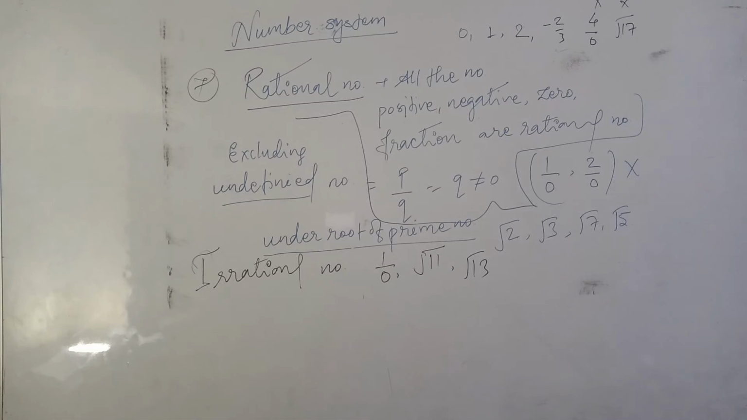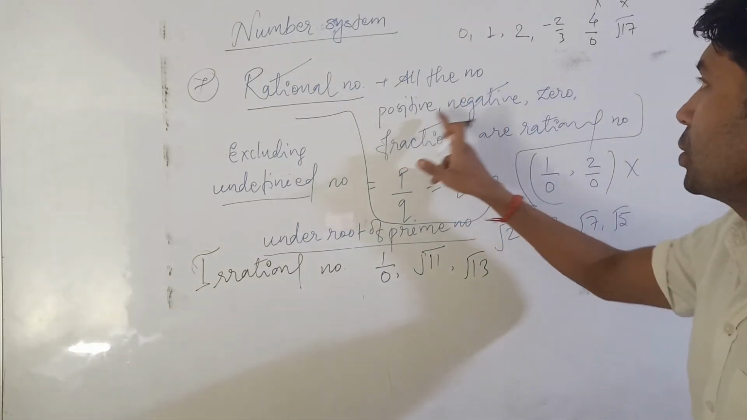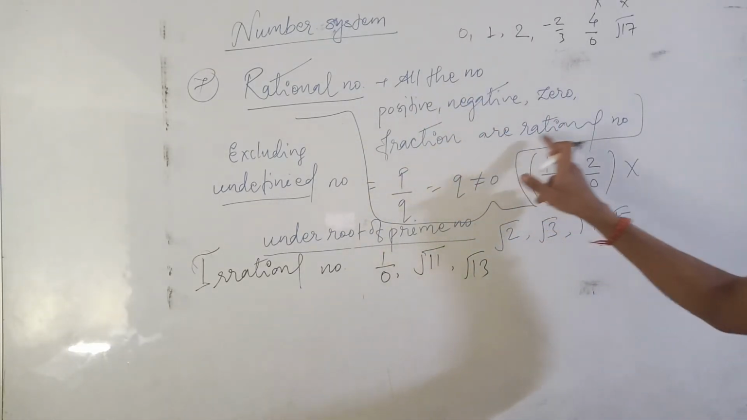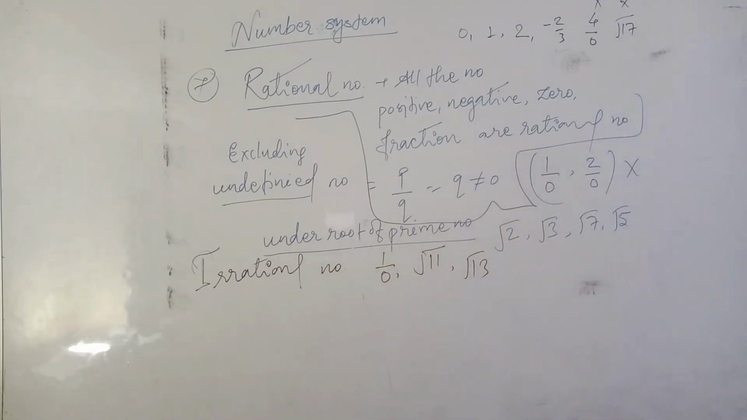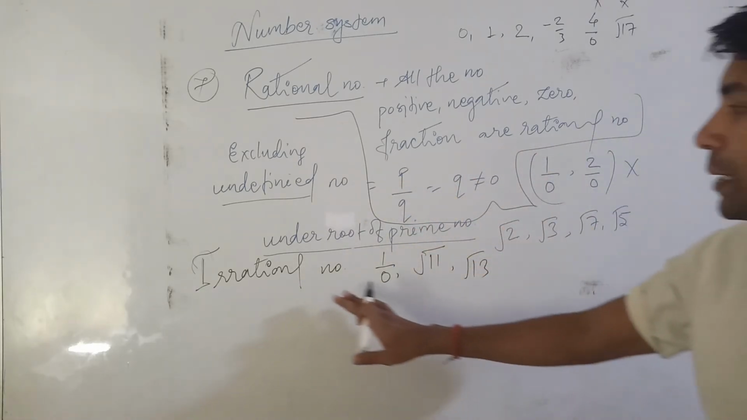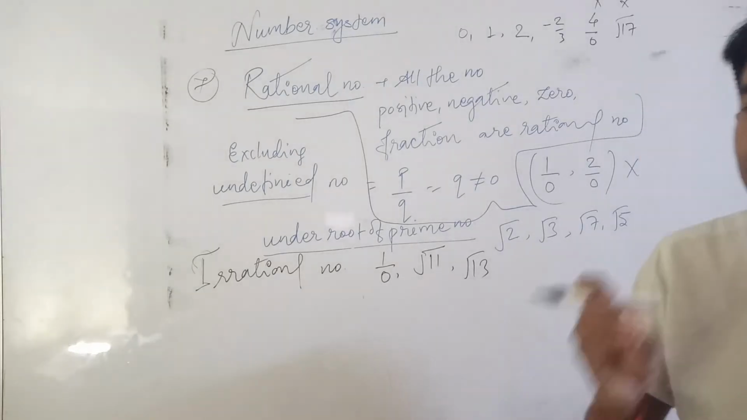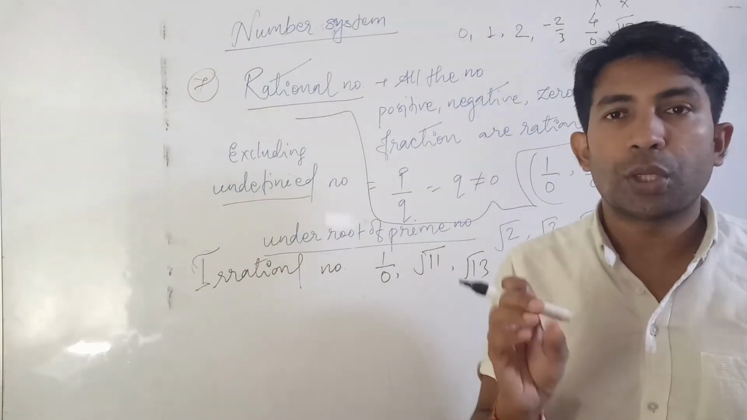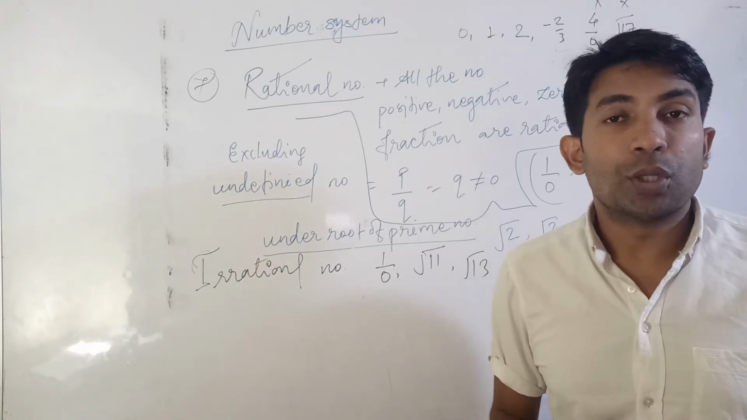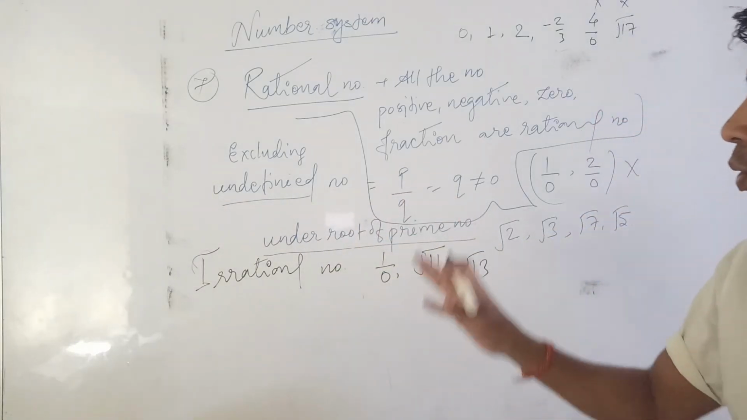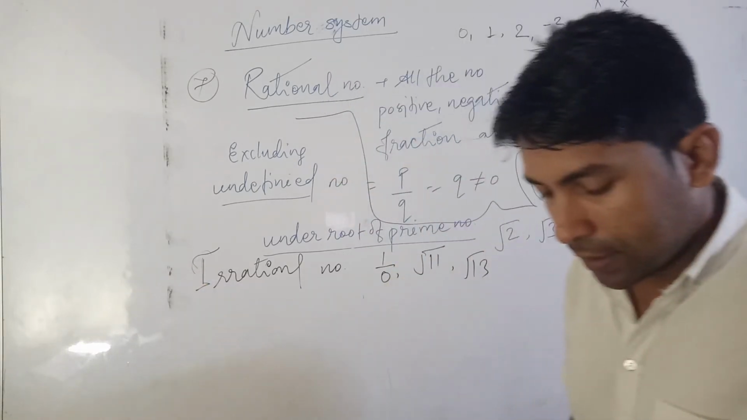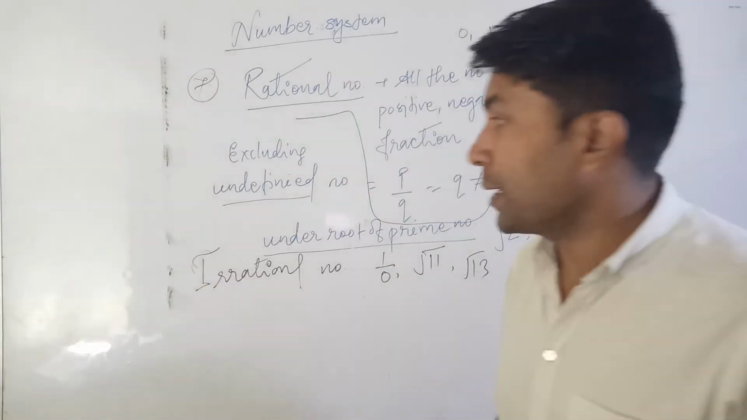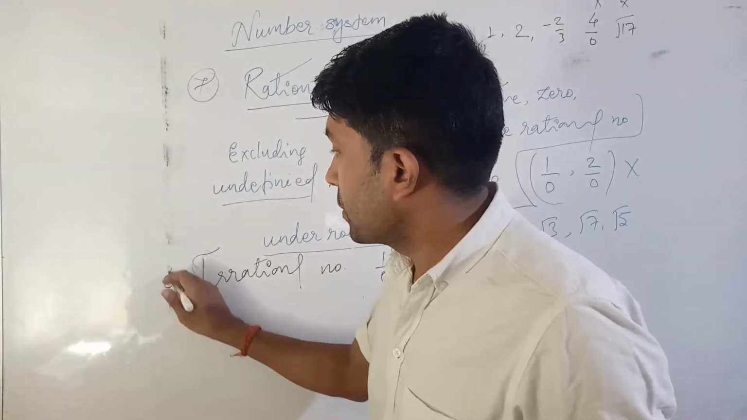So the definition of a rational number is: all numbers positive, negative, 0, fractions are rational numbers, and in the form p upon q where q is not equal to 0. Also these are the irrational numbers. Basically, irrational means the number which is not defined. So I'm sure this is point number 8, all the types of numbers. You will not have any confusion regarding this.